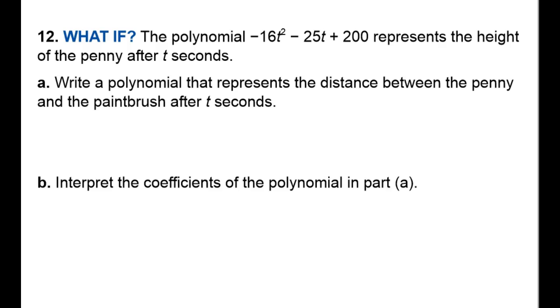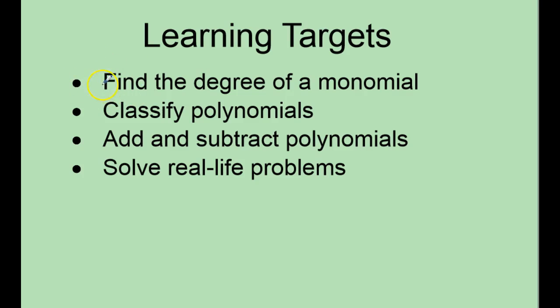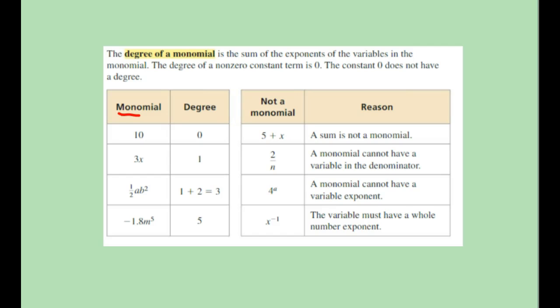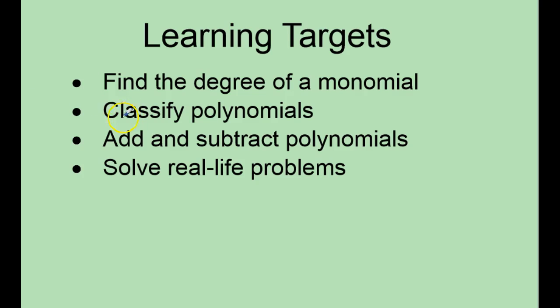So let's look back at our learning targets real fast. Our first one was finding the degree of a monomial, right? And that's what we're really dealing with here, looking at one term and how many exponents we have with the variables that we're looking at. Then we're going to be classifying polynomials. The real classifications we're looking at is we're going to try and figure out which degree the polynomial is, and then what kind of polynomial it is. Is it a monomial, meaning it has one term? Is it a binomial, meaning it has two terms? Or is it a trinomial, meaning it has three terms? Those are our big three classifications.